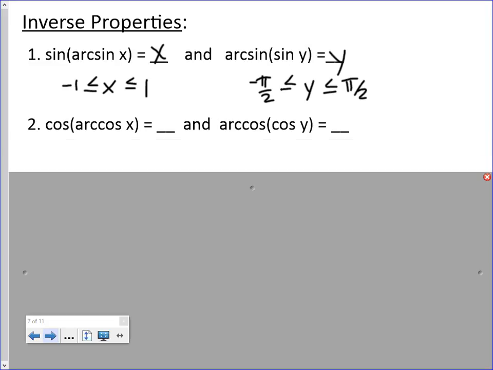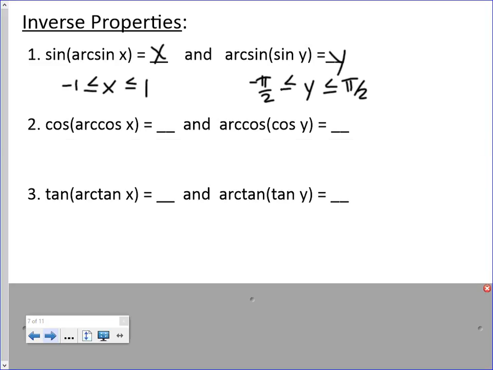You can write the same two properties, but switch the ratio. So there's a cosine of arc cosine of x, which is equal to x. There is an arc cosine of cosine of y, which is equal to y. You're doing arc cosine in both of those, so think about domains and ranges. If you're doing the arc cosine of x first, you can only put in -1 to 1. So the value that you put into the arc cosine piece, because that's on the inside of that composition, has to be within the domain of the original function, arc cosine.